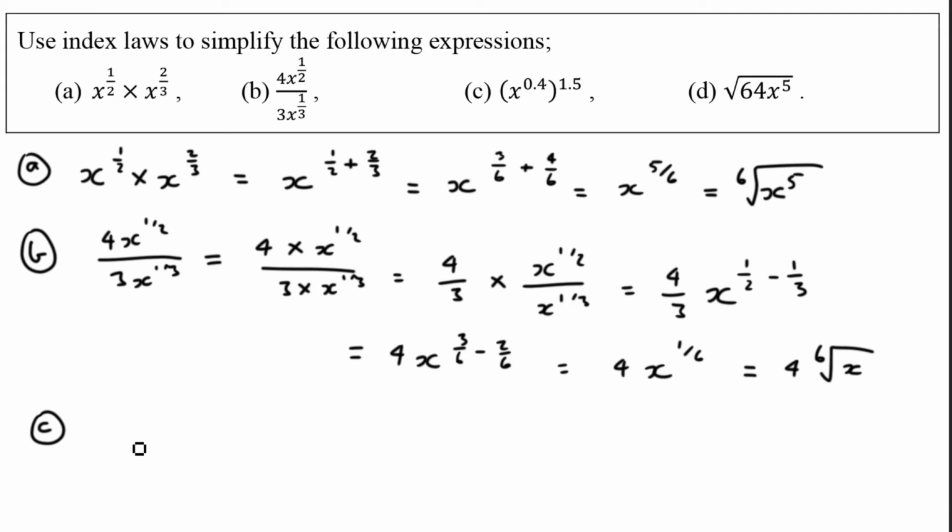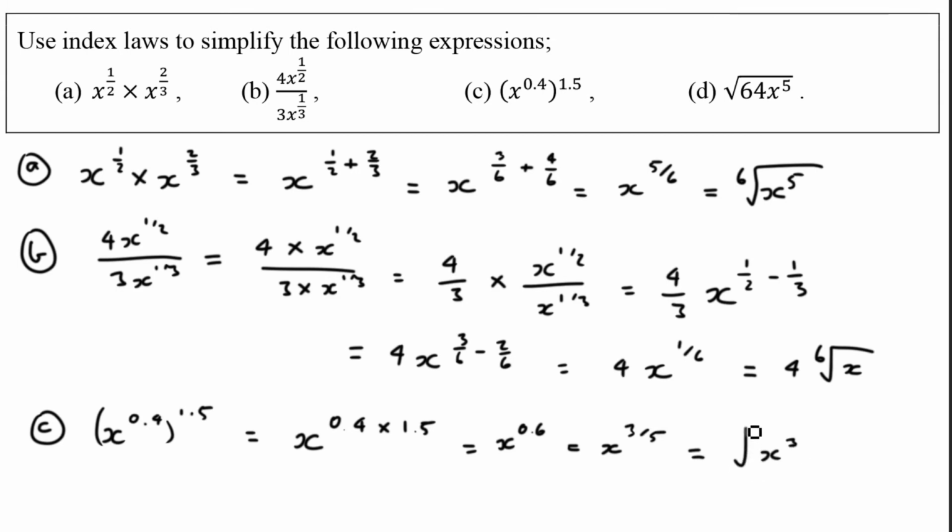Question C is expressed in decimals rather than fractions. You've got two choices here. You can either rewrite those decimals as fractions, or just leave them as they are. What is x to the 0.4 to the power of 1.5? Well, our index law tells us that will be x to the 0.4 multiplied by 1.5, which is x to the 0.6. It's quite nice to be able to notice some common decimals as fractions. This is the same thing as x to the 3/5. So if we wanted to, we could write this as x cubed and then take the 5th root.